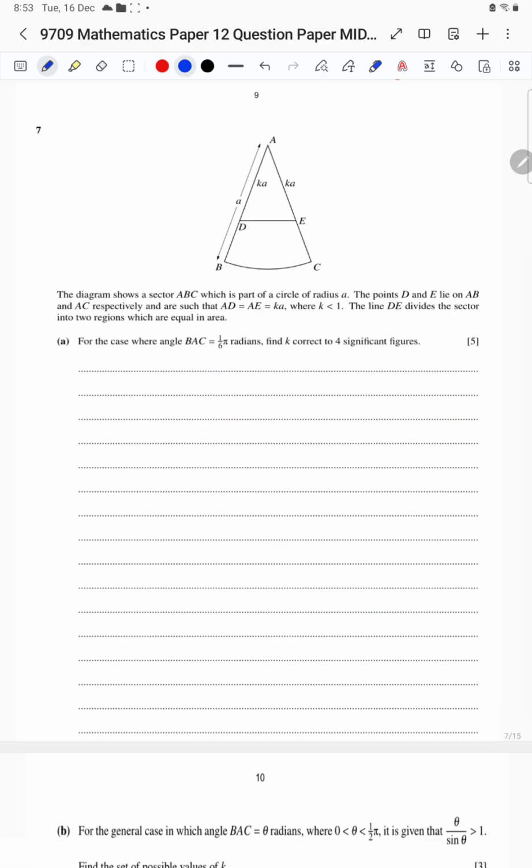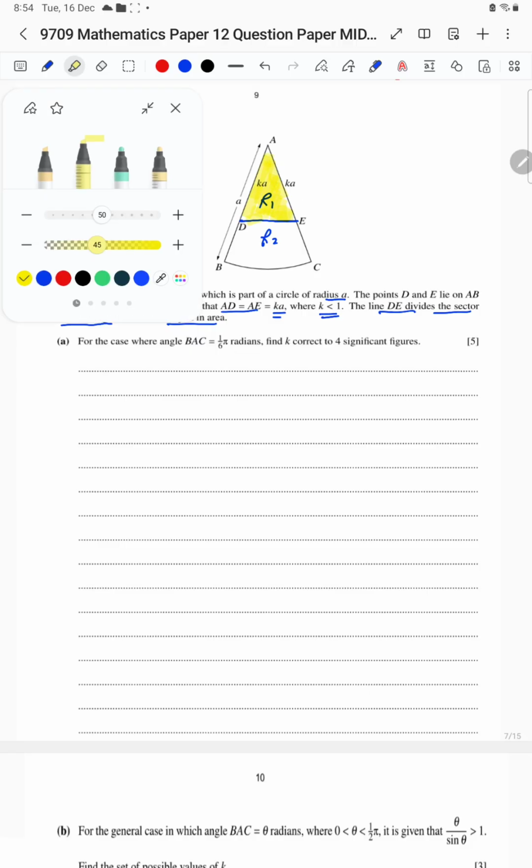Okay, here goes question number 7. The diagram shows a sector ABC. This is A, B and C, a sector of a circle, part of a circle of radius a. The points D and E lie on AB and AC respectively, such that AD and AE are equal to ka, where k is smaller than 1.